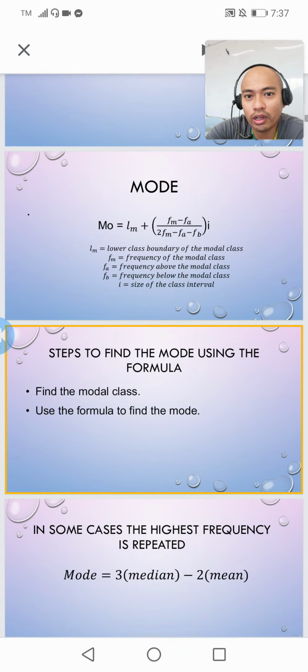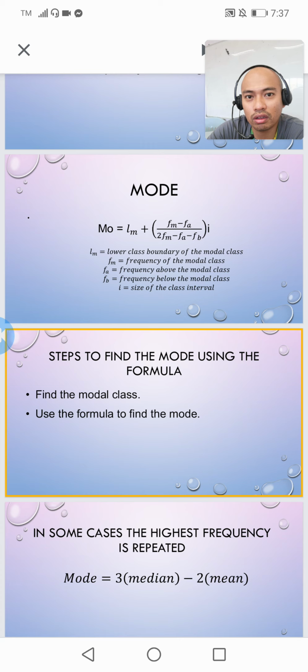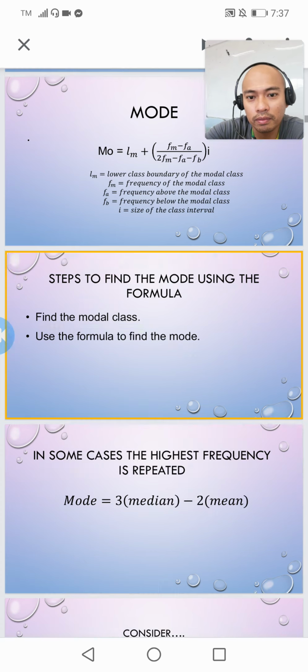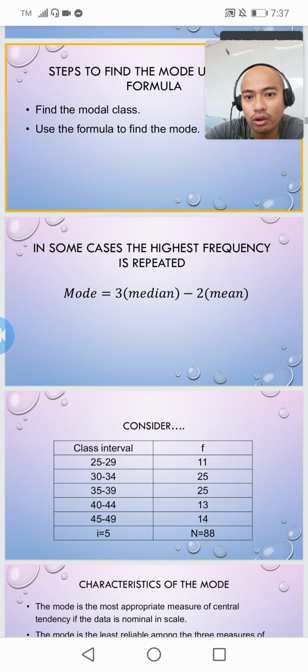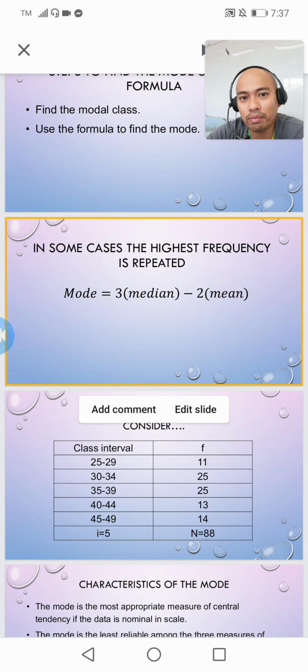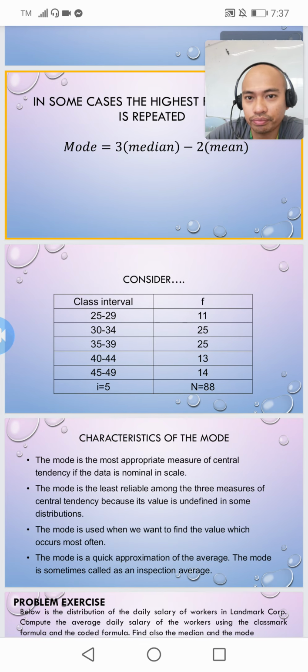Unlike in the first formula, there's no need to look for the values of the mean and the median. So ito yung gagamitin nating formula which represents a formula in finding a rough mode. So we will only find a rough mode on that particular interval, okay? On that particular data. So rough mode ang ating tawag dyan. So this will be the formula of the rough mode.